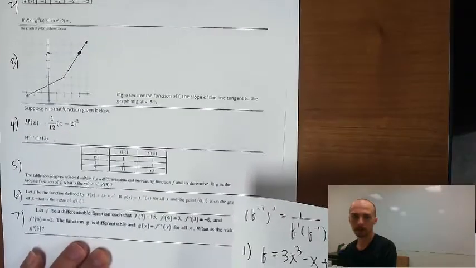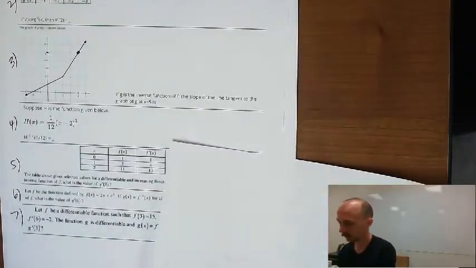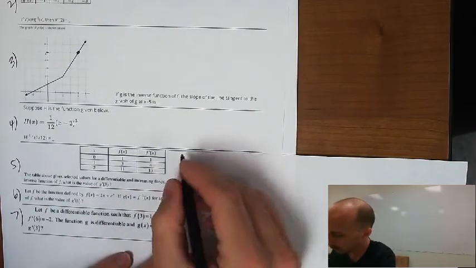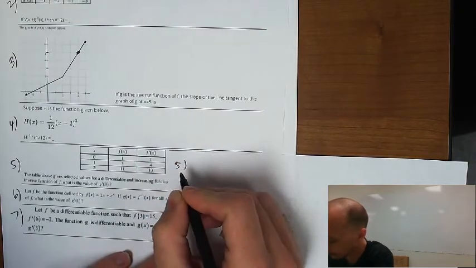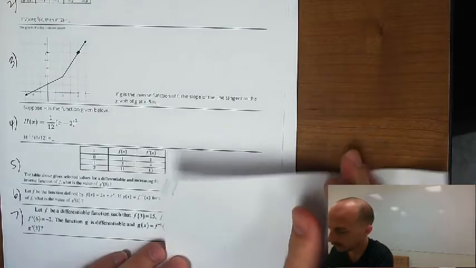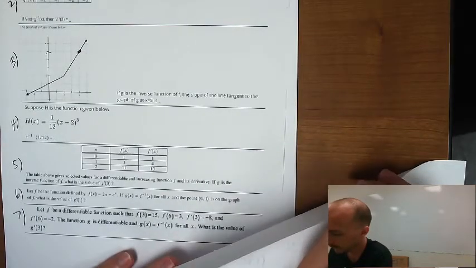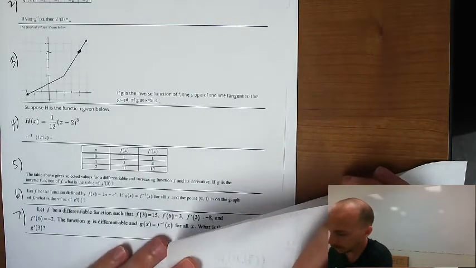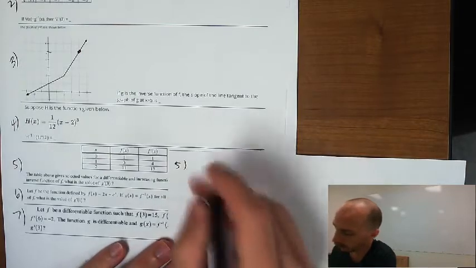Slide that up a little bit. Just flip this over. Number 5. Table above gives selected values for a differentiable and increasing function f and its derivative. g is the inverse function of f. What's g prime of 3?